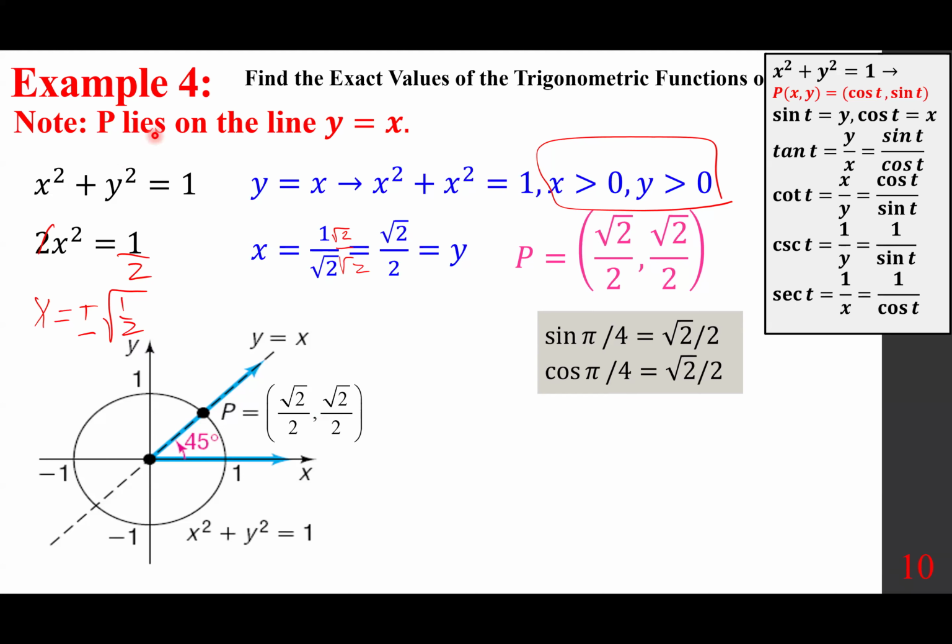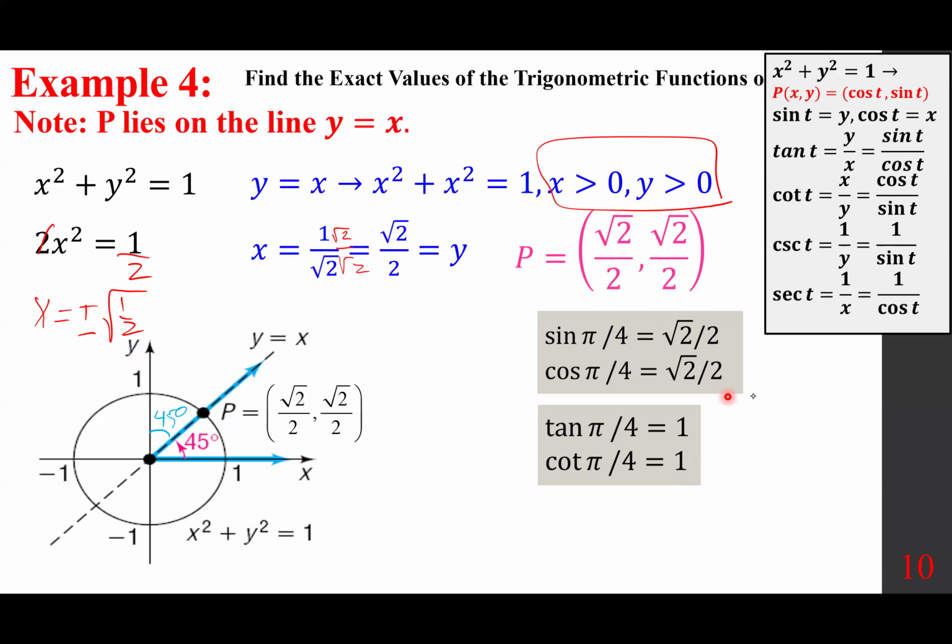Again, it's important to know that P lies on the unit circle as well as y equals x, because this is 45 degrees. So is this one. If this is 45 degrees, so is this one. And that's why it's the line y equals x. Now, what is tangent? y over x becomes 1. Tangent and cotangent are both equal to 1.